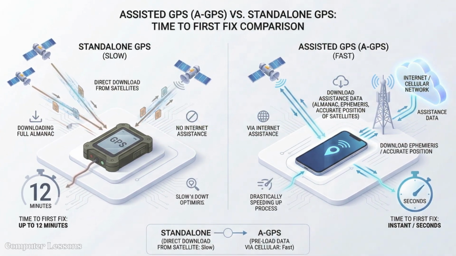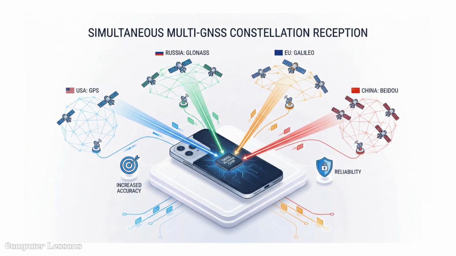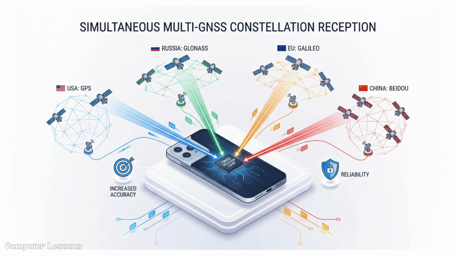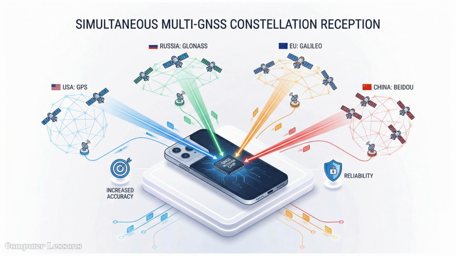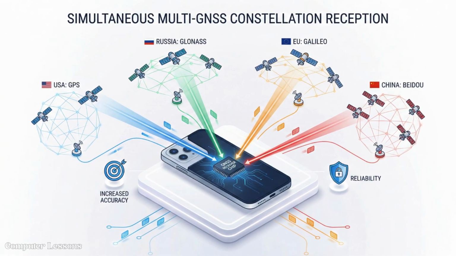The US isn't the only player anymore. Russia has GLONASS, the European Union has Galileo, and China has Beidou. Modern receiver chips in your smartphone listen to all of these constellations simultaneously to increase accuracy and reliability.